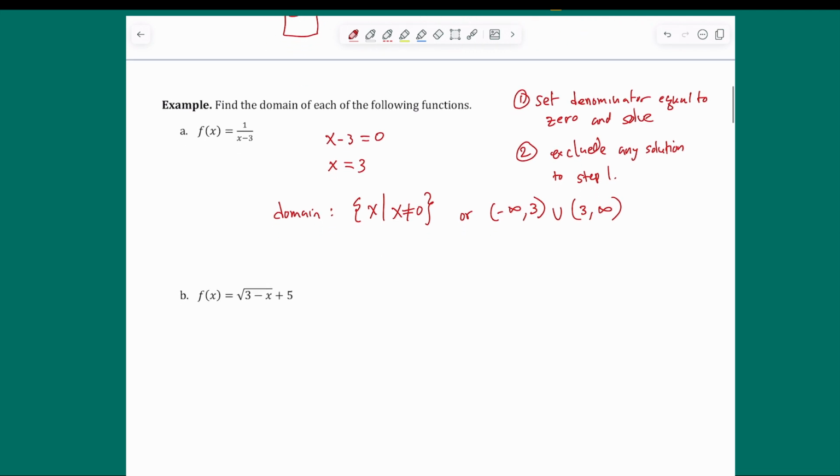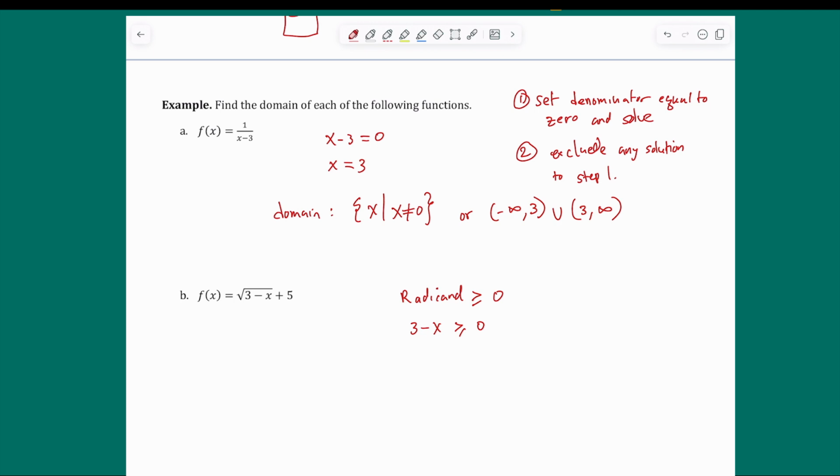Part B here, we have a square root. And once again, what do we want to do? We want to make sure that we don't get negatives under the radical. So step 1, we have to solve the radicand, figure out where it's positive or 0. We want to figure out where the radicand is greater than or equal to 0. What's the radicand in this case? 3 minus x. It's whatever is under the square root symbol. So we have 3 minus x greater than or equal to 0.